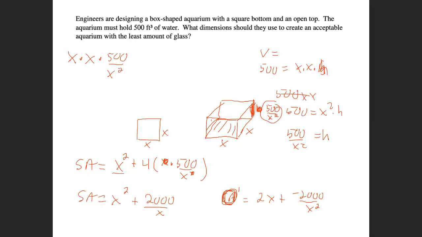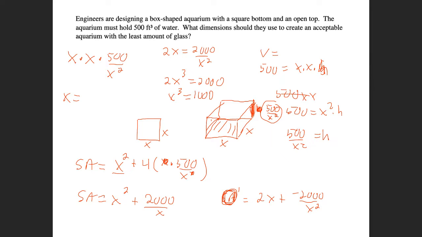So I've got 2x equals 2,000 over x squared. So if I put the x squared up here, I get 2x to the third is equal to 2,000. Divide through by 2, I get x to the third is equal to 1,000. So now if I take the third root of 1,000, x equals the third root of 1,000, which is, I need my trusty calculator out here for that because I don't know what that is.